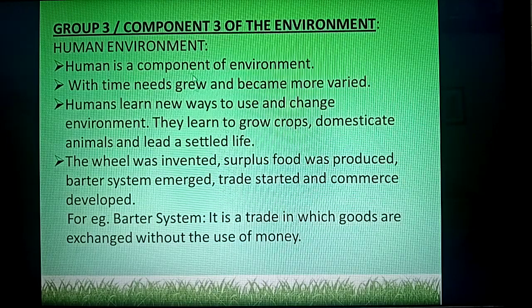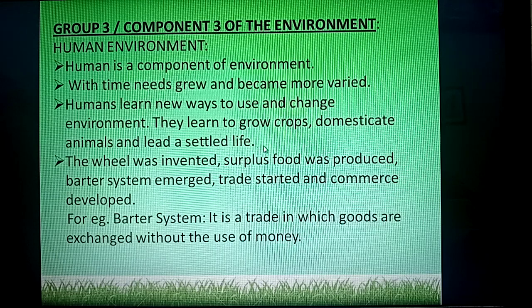Now, let's discuss about group 3 or the component 3 of the environment. Here, this is human environment. Acha, sometimes children get confused, but human itself is an environment, my dear. With time, needs grew and the human environment became more varied. Humans learn new ways to use and change environment. They learn to grow crops, domesticate animals, lead a settled life.